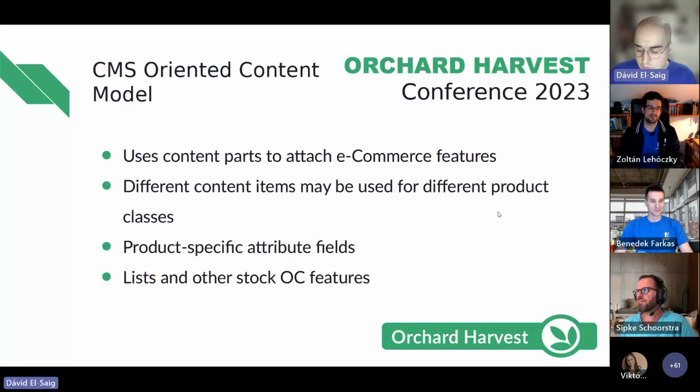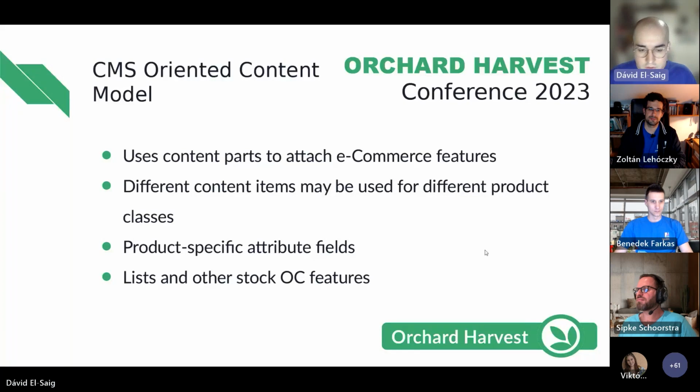And this is possible because Orchard Core Commerce is very CMS oriented, so the various features can be attached to content types via content parts. And this means that even different content types can be used to represent different kinds of classes of products. For example, maybe you want a different content type for physical products or digital products and vouchers and the like.